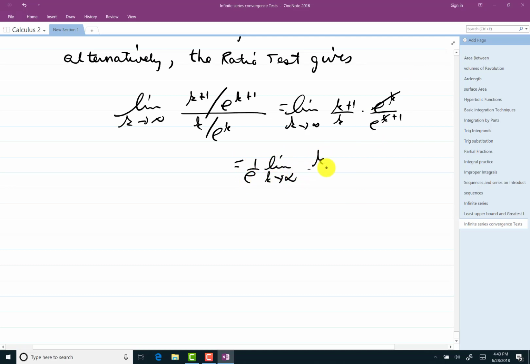And this limit's very easy to do. It's a one L'Hopital step problem to get that to be 1, and you'll get the series converges as well.